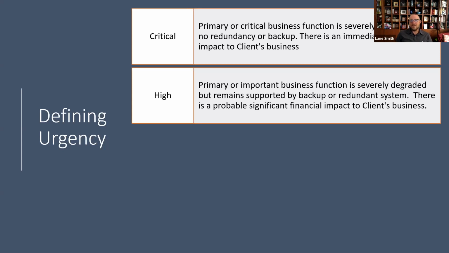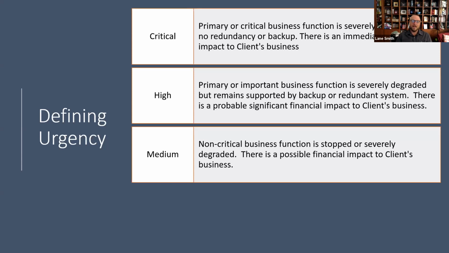So something's degraded. Maybe they have a backup, or there's a redundant system. So maybe that firewall went down and the failover kicked in, or hard drives went down on a server and they're all on RAID and it kicked in. So it's a high impact. You need to get to it, but it's certainly not critical because it's not necessarily going to hurt their business, but it just may. Medium, just breaking down a little bit less.